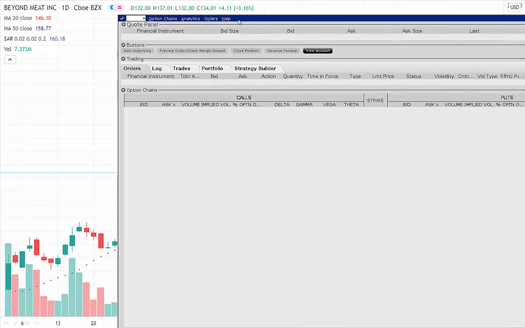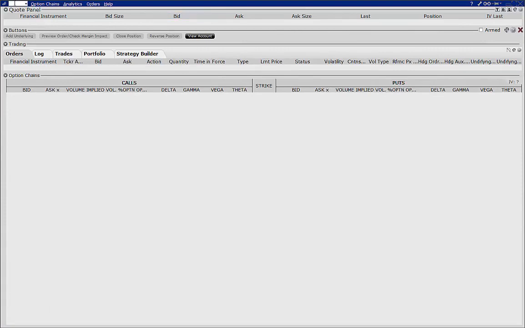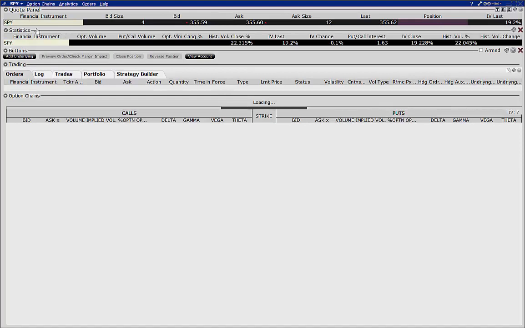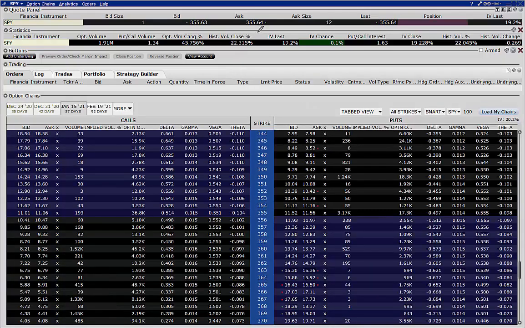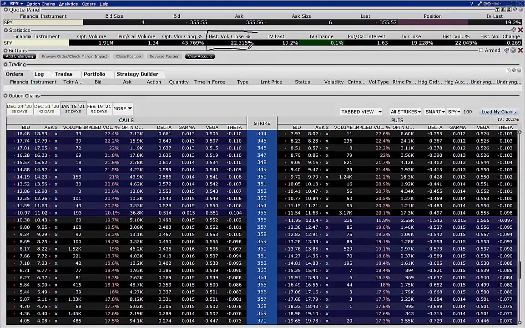So if I pull up an option chain, and we'll just go live right now, and I pull up SPY, which is the S&P 500 tracking stock, the S&P ETF, it'll give us a read on the market as a whole. And what do we see? Historical volatility at 22%. So to put that into context, Beyond Meat at 100% is considered 5 times as volatile as the market in general, right?